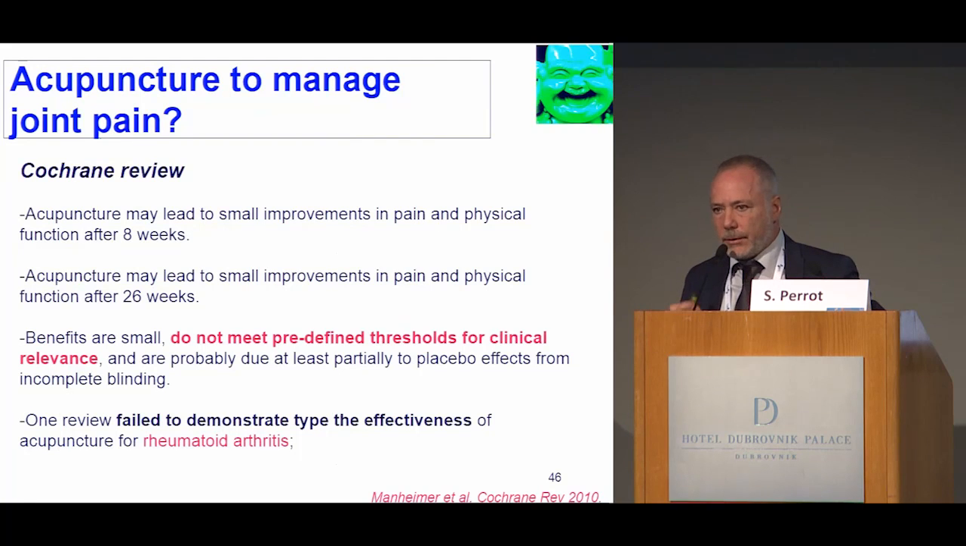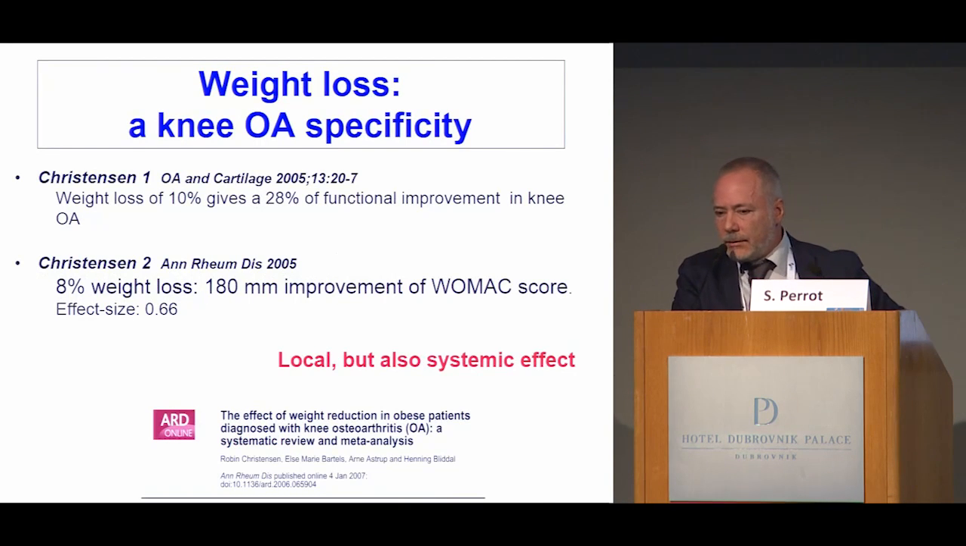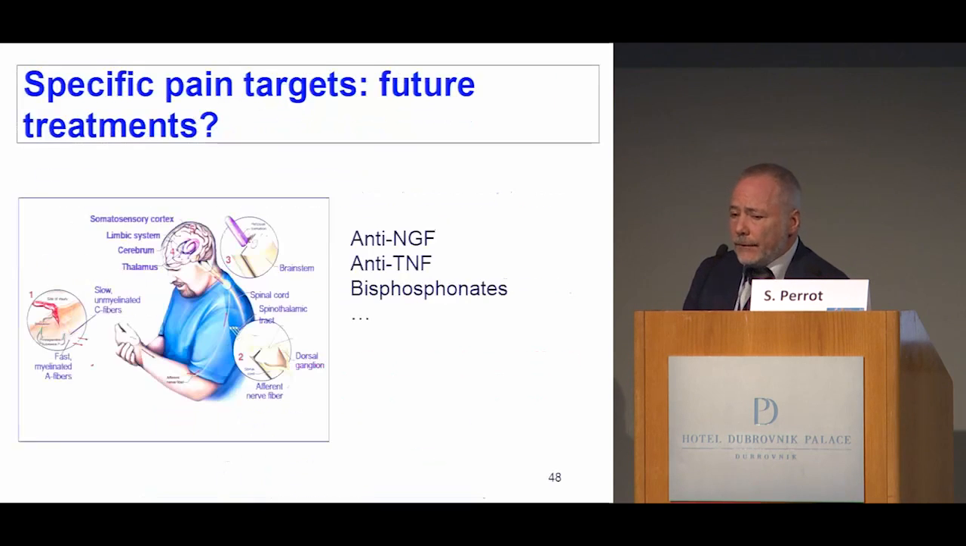Lots of patients are looking for acupuncture. Here is the Cochrane review demonstrating that there is a small but not clinically relevant effect, but a small effect. And here is perhaps the most effective treatment in knee OA, which is weight loss. And this weight loss is probably not only a local effect, but also a systemic effect, because we know that when losing weight, there are probably changes in cytokines and especially interleukin-1 levels in the body.